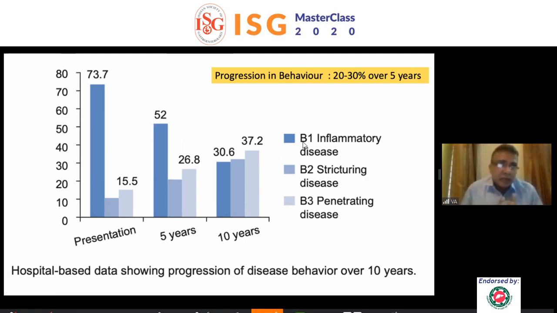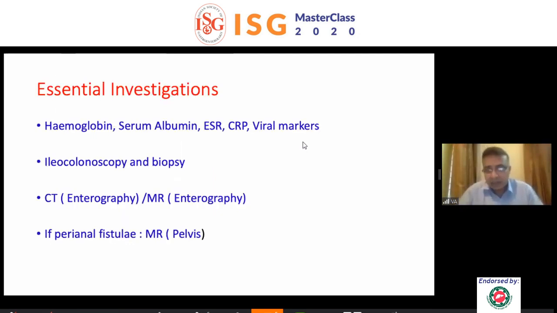So what it tells you is that if you're going to look at progression of behavior, what is more important is imaging. So imaging is going to play a very significant role if you're going to manage Crohn's disease. So better make the radiologist one of your friends, because behavior keeps on changing, and the only way to map behavior is if you look at the images.